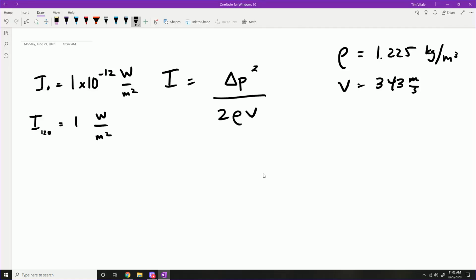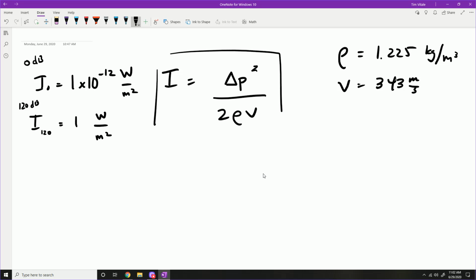So over here we have the threshold of human hearing, which is 0 decibels, and it's 1 times 10 to the negative 12 watts per meter squared. That's the intensity of sound. And then here at 120 decibels, we have an intensity of 1 watt per meter squared. And that's just a power per area, basically.